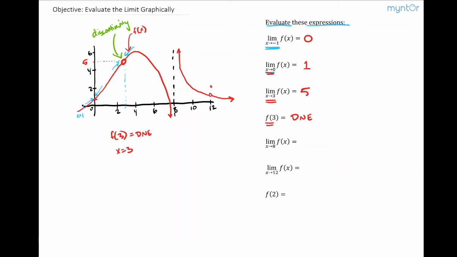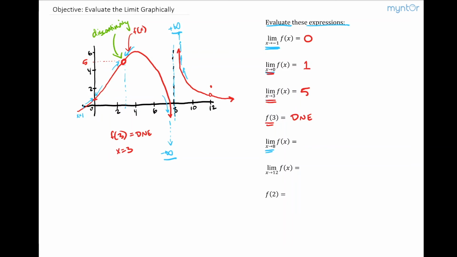Let's look at the limit as x approaches 8. So here is x approaches 8. Here's the line right here. As x approaches 8 from the left-hand side, it seems to be going down, down, down into negative infinity. And as x approaches 8 from the right-hand side, it seems to be increasing, increasing, increasing to positive infinity. So from the left, we're going to negative infinity, and from the right, we're going towards positive infinity.